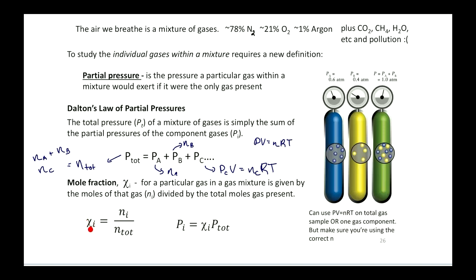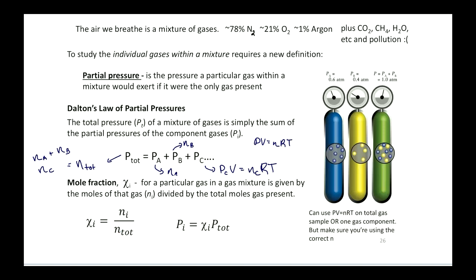The symbol for mole fraction is chi. It's like a fancy looking X. What this equation is just saying is that the mole fraction of a component is equal to how many moles of that component am I working with over the total number of particles that are present.